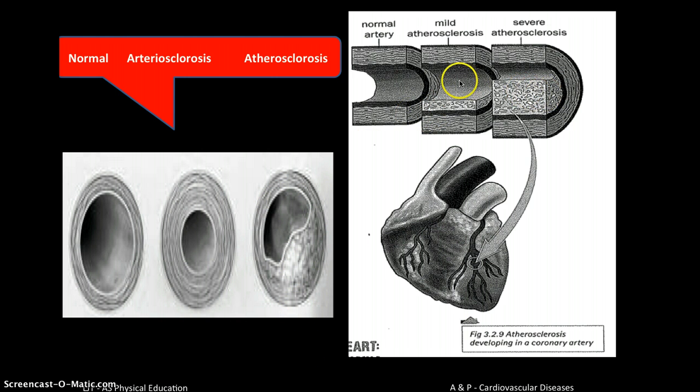This image on the right again shows a normal artery with a very clear lumen, and here's a little bit of buildup, so a little bit of atherosclerosis, and here a much more severe case where the lumen actually has been reduced very dramatically, and you can imagine not a great volume of blood getting through that vessel, which basically here is on the outside of the heart wall and providing oxygen for the heart muscle, the myocardium.